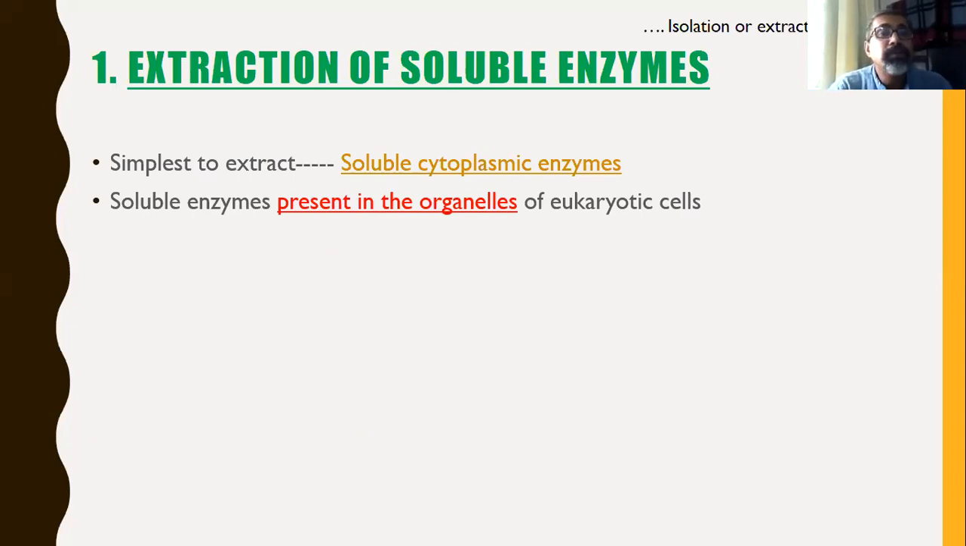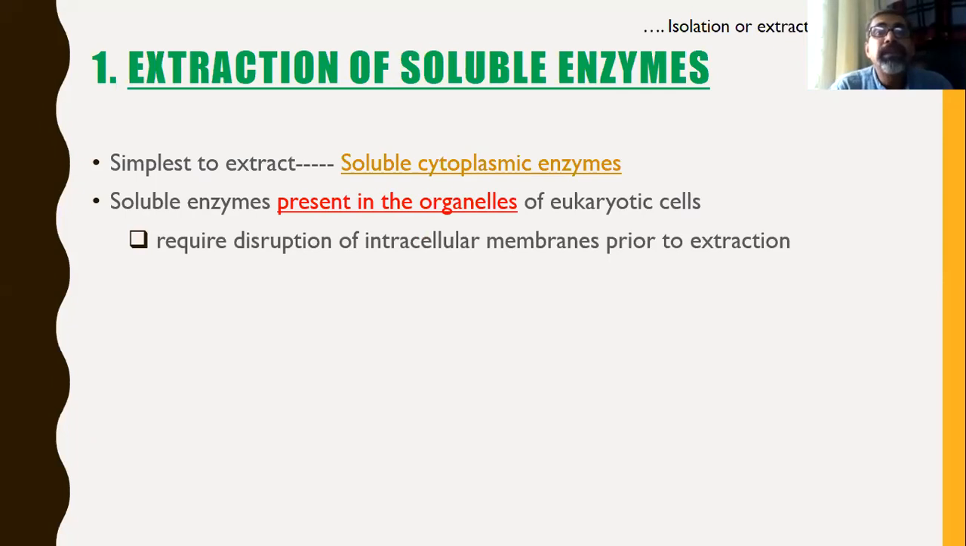Next, as I told you, the soluble enzymes may be present within the organelles. Now, this is true for the eukaryotic cell, as such they have the cell organelles within. Here, the separation of these soluble enzymes present within the organelles, first of all, is not that easy, but at the same time I won't say it is tougher, but it involves a number of steps.